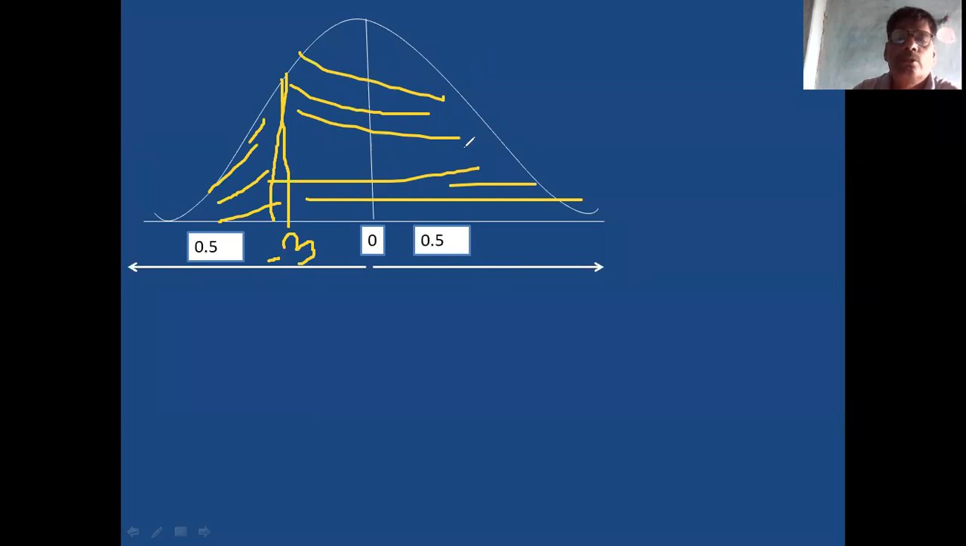Okay, you see this. This is the point you remember. In the graph, left hand side 0.5, right hand side 0.5. Total area in the graph is 1.